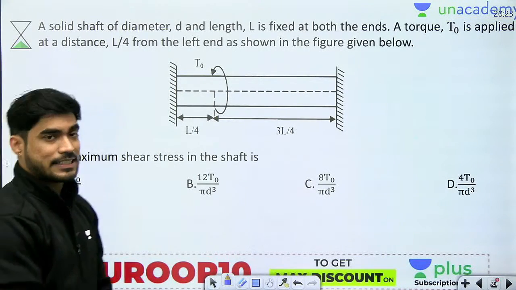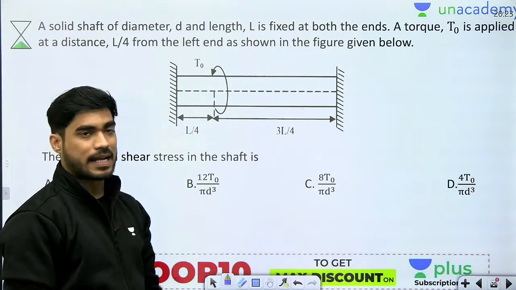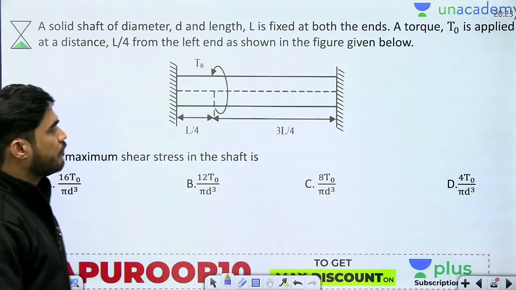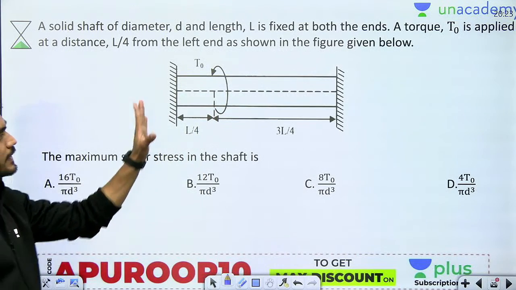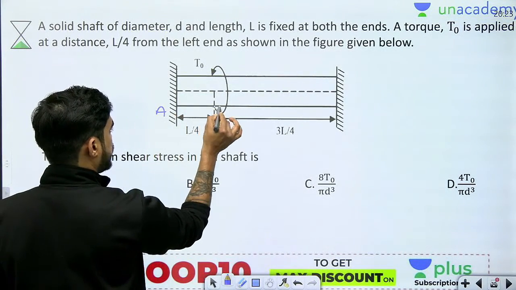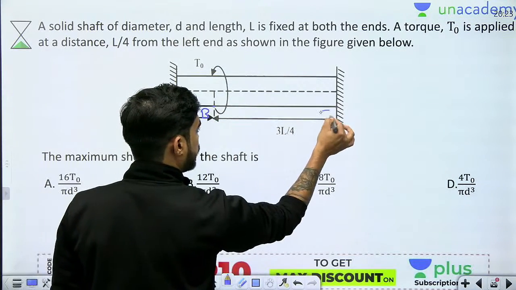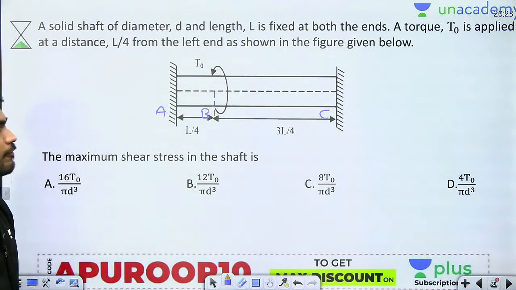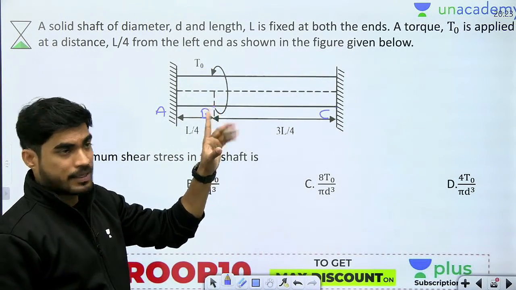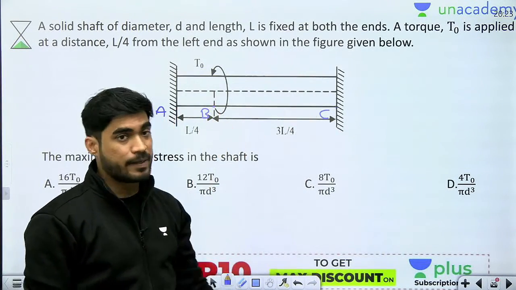So let's say we have a shaft which is fixed at both the ends. Torque T naught is applied at some point. We need to find maximum shear stress in the shaft. Let me call this point A, this point B, this point C. So let's understand first. The diameter is constant, but the torque in AB and BC will be different.